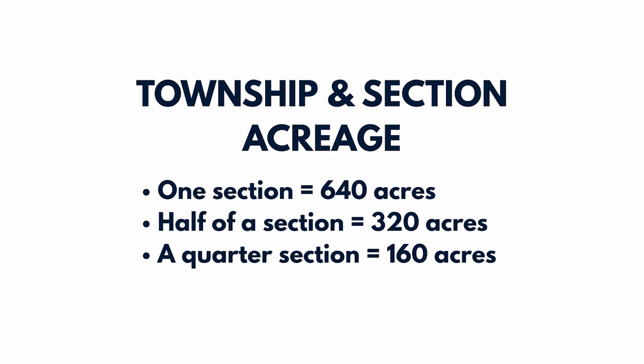Here is a helpful shortcut to remember. One section equals 640 acres. Half of a section equals 320 acres. A quarter section equals 160 acres. These acreage values often appear in real estate math questions on the exam.